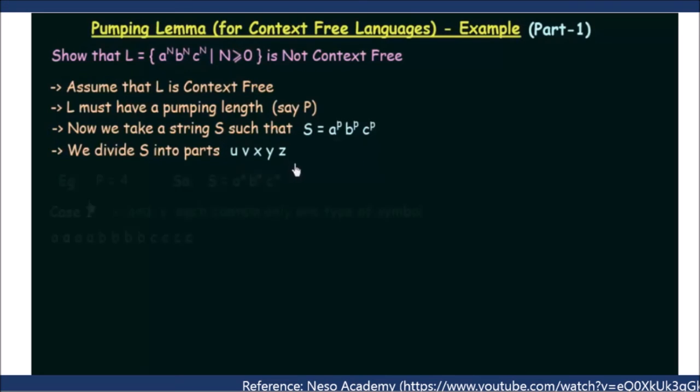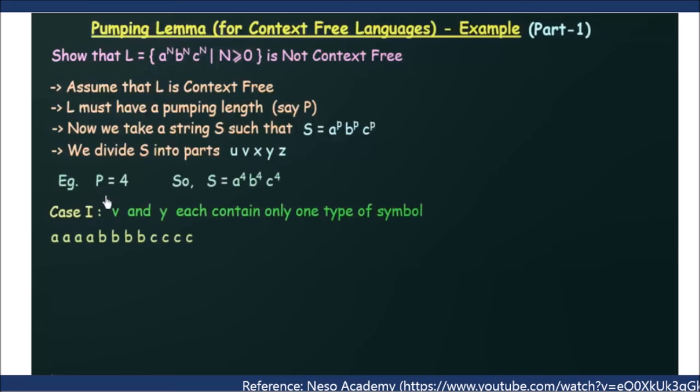So let's see how we can do this. Here, for example, I have taken the pumping length P equal to 4. You can take any other length also, but here we have taken P equal to 4. And so we have the string A power P, B power P, C power P. All the P's I replace with 4, so I have my string of the form A power 4, B power 4, and C power 4.